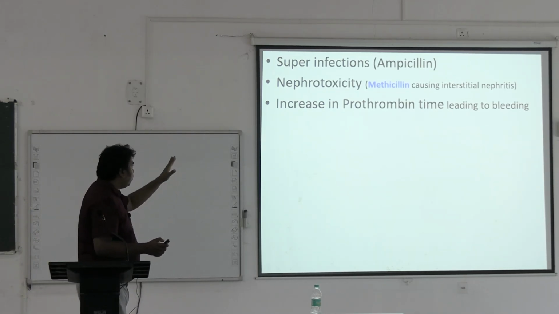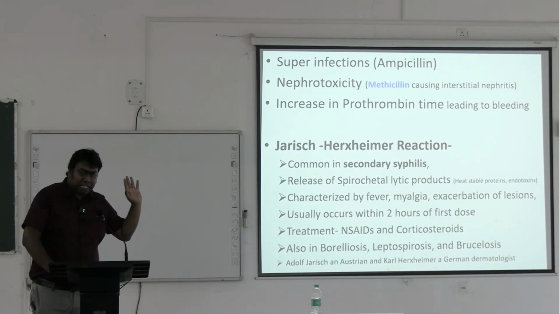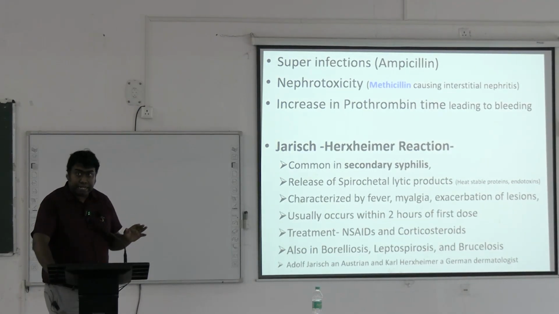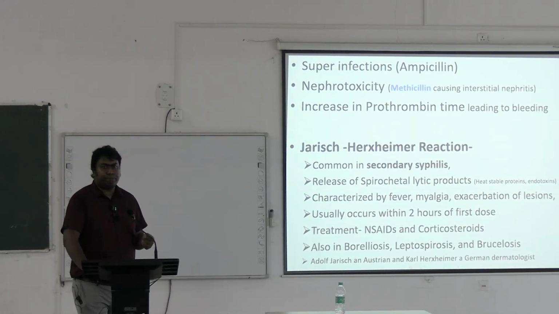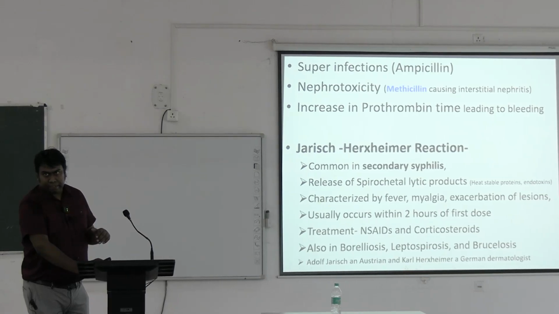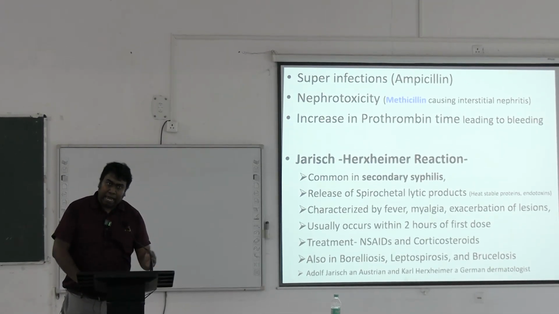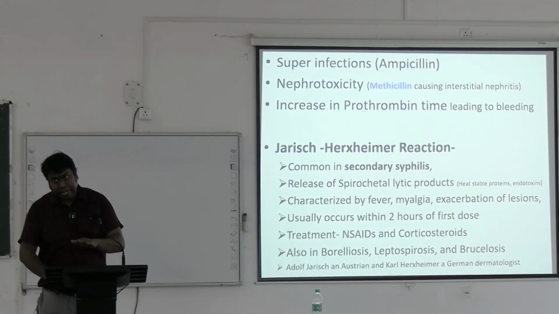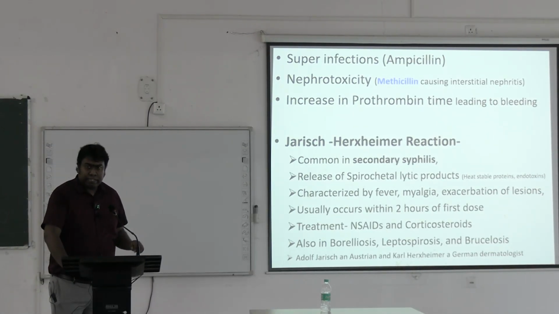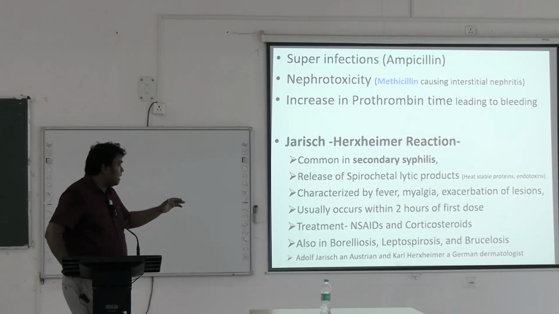Then increased prothrombin time, primarily due to the oxacillin. One specific entity, Jarisch-Herxheimer reaction, occurs in secondary syphilis, not for the primary syphilis. The mechanism: by destruction of the syphilis organism, they release proteins and endotoxin, and they cause allergic reactions. So there are two different things. Direct penicillin can cause allergic reaction, and if a secondary syphilis patient is treated with penicillin, there are lytic products that can cause a severe type of allergic reaction resulting in fever, malaise, exacerbation of the lesions.